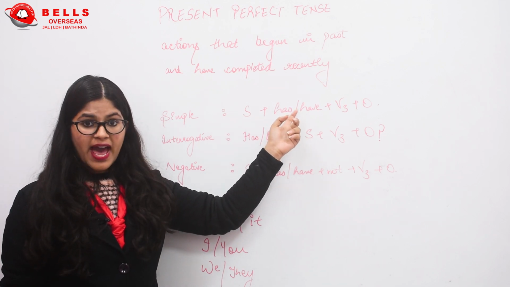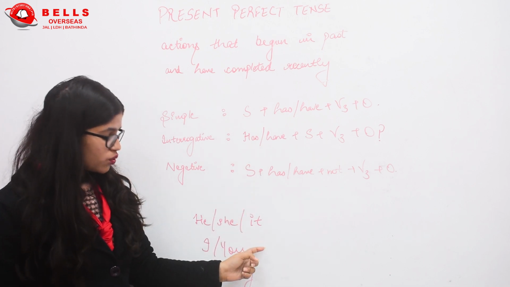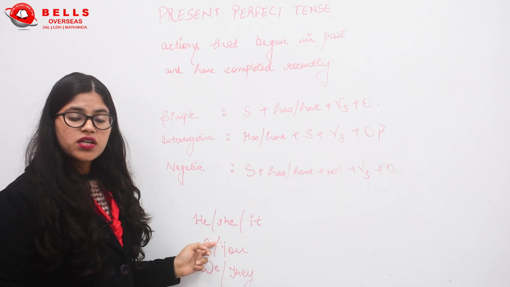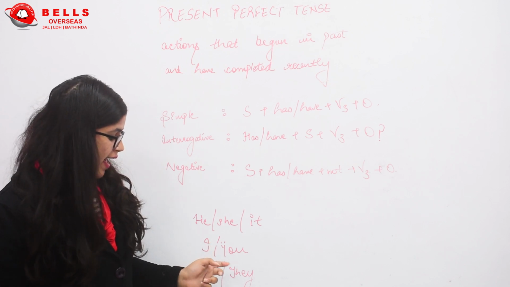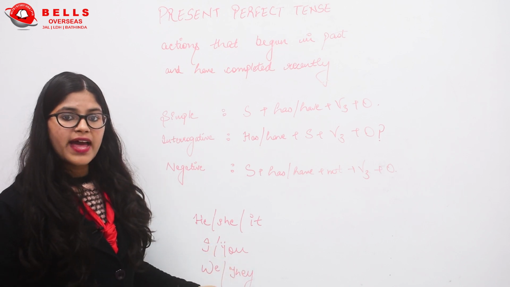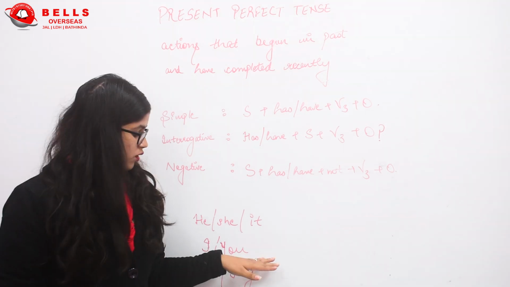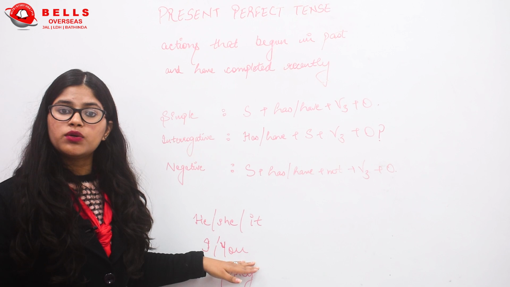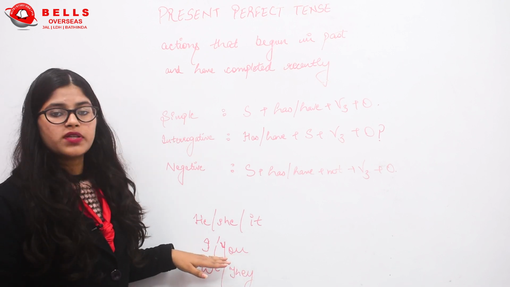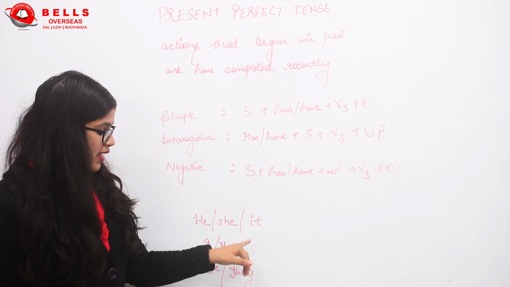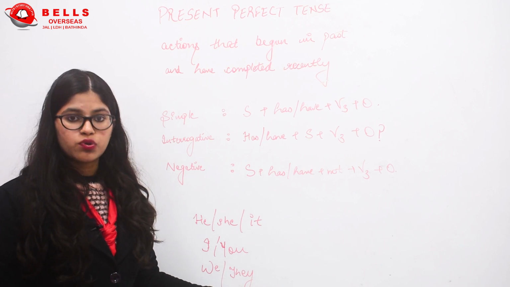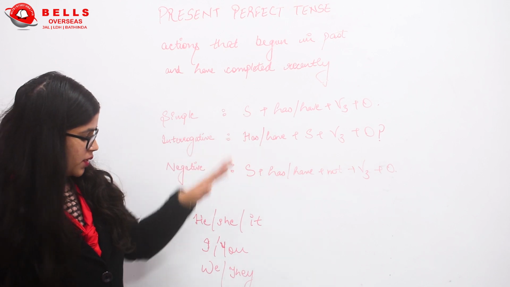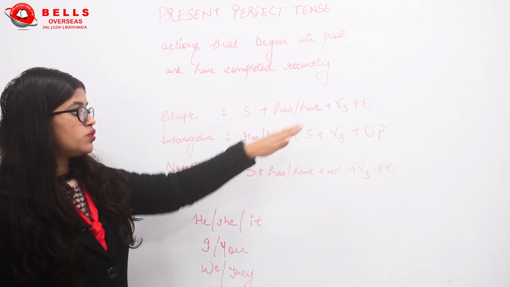Again, has is used with singular subjects: he, she, it. With these three you'll use has, and with I, you, we and they you'll use plural. Though I and you are singular, you can be plural, you can be singular, but I is always singular. Still, they are always treated as plural. So with he, she, it you'll use has. With I, you, we and they you'll use have.